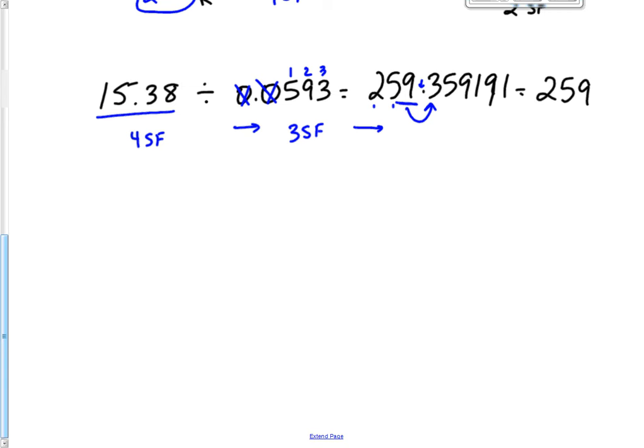259. The process is the same, regardless of whether you're doing multiplication or division. Complete the operation, count the number of significant figures in your measurements, and then use that number to identify the number of significant figures in your answer. That is multiplying and dividing using significant figures.